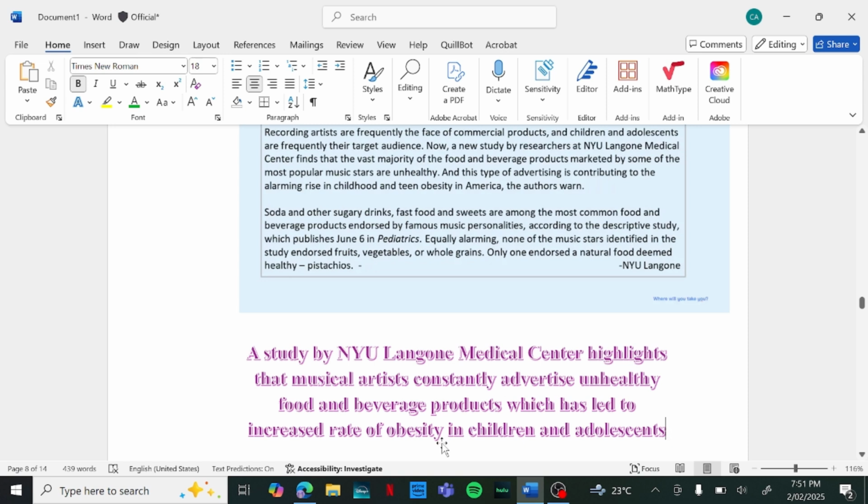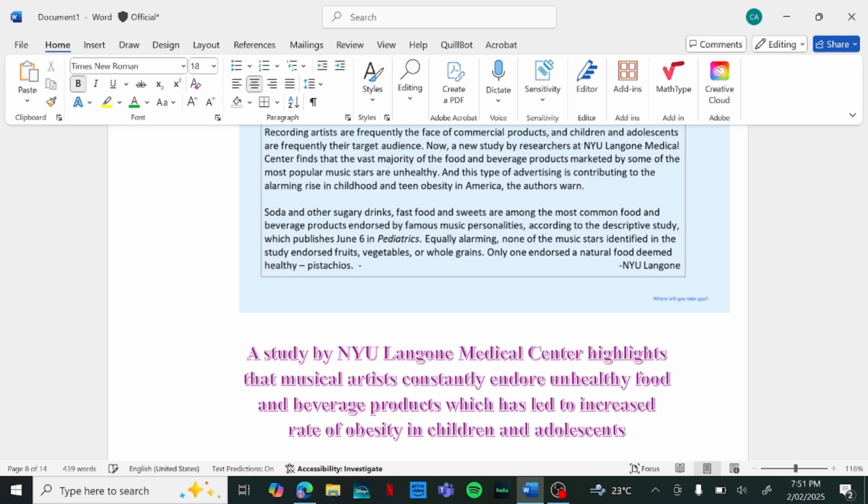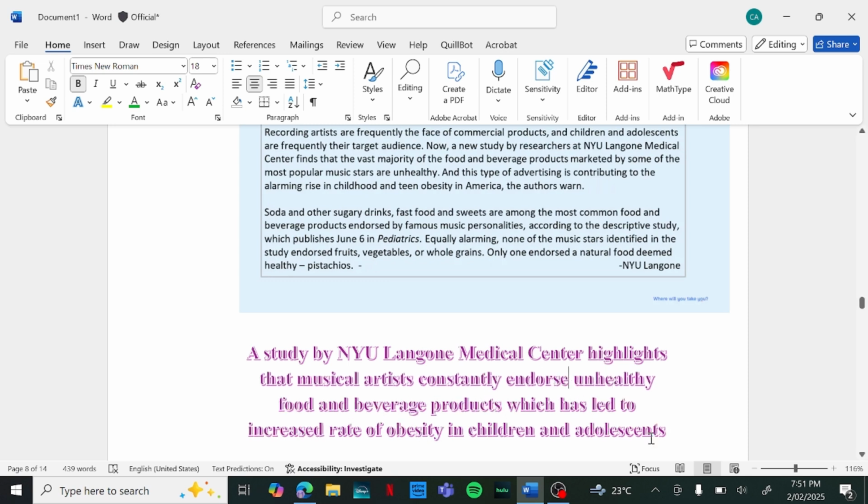Now, let's change this advertise to endorse. We've seen another word from the passage, right? We change that to endorse. So it's like approving something as good so that other people can experience that thing for themselves. So that's what endorsing means.